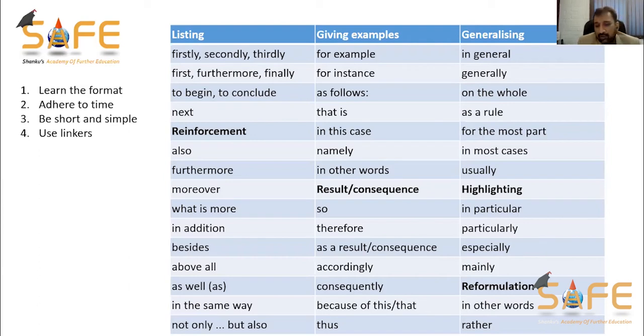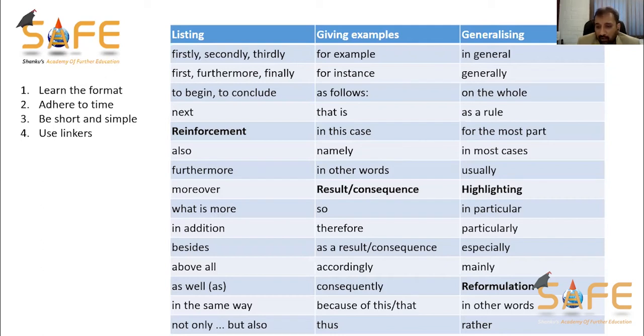Apart from that, when you're talking about a consequence or highlighting a result, you can use so, therefore, as a result of a consequence, accordingly, consequently, because of this, thus. If you want to highlight something in particular, you can use words like in particular, particularly. For example, if you want to highlight that among these missing items, something is very important. So among these missing items, particularly the jacket is very important to me, as it was a birthday gift from my grandmother, something like this.